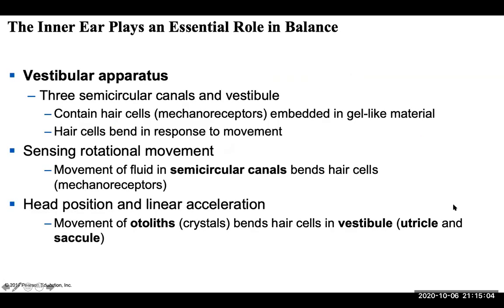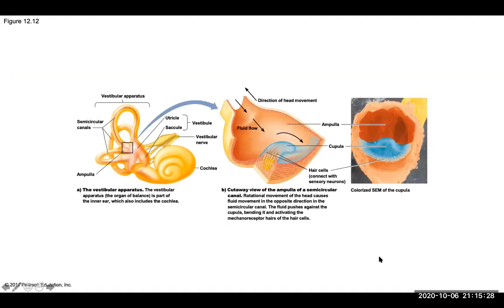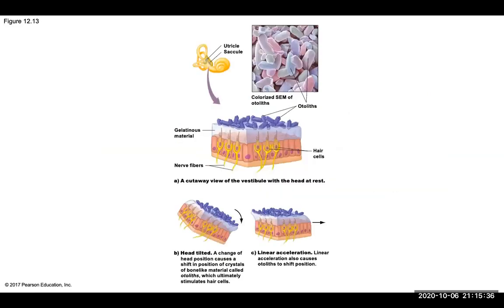The vestibular apparatus has 3 semicircular canals. These also contain hair cells that bend in response to movement. The semicircular canals sense rotational movement. The movement of the otoliths, crystals, will bend hair cells in the vestibule, which is your utricle and saccule. And this will detect head position and linear acceleration. So you can see there are also hair cells located in this vestibular apparatus, detecting linear acceleration and head bending. This is showing the head being tilted and how those hair cells will move.